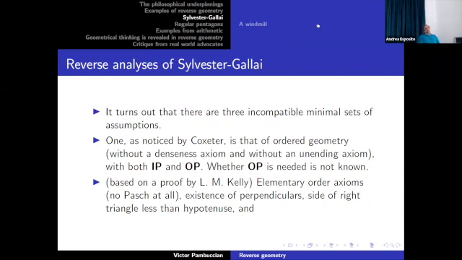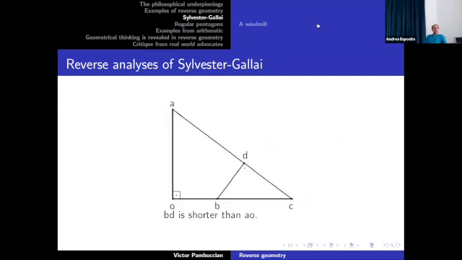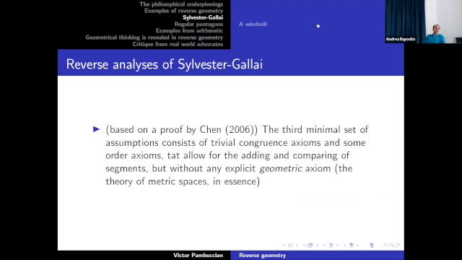You can prove it also based on just existence of perpendiculars and some things such as that in a triangle, the side is less than the hypotenuse, and this thing that we encountered last time. So you don't need much order, just a little bit of order. A little bit of order means no Pasch, just a little bit of order on segments. And based on a proof by Chen in 2006, it basically works in metric planes. So all you need to know is that you can add segments. So you have a congruence notion, and you know you can add segments together and say what's the sum of them.